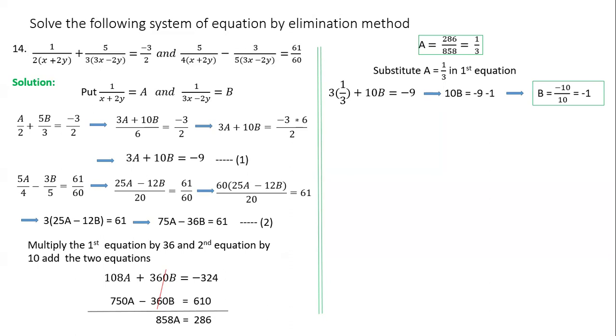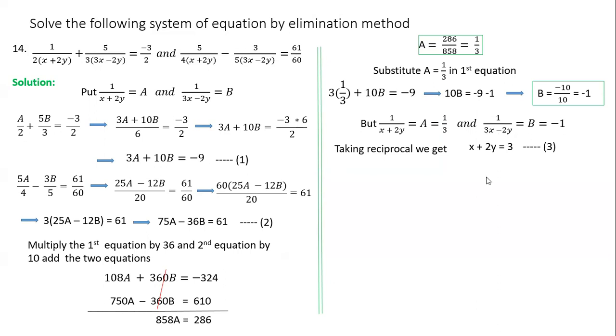Put the value of b. But what is a and b? a is equal to 1 upon x plus 2y, which is equal to 1 upon 3. And 1 upon 3x minus 2y is b. Okay. So take the reciprocal. Take the reciprocal, you get x plus 2y is equal to 3. And here you'll get 3x minus 2y is equal to minus 1. This is the third equation. 3x minus 2y is equal to minus 1. This is the fourth equation.